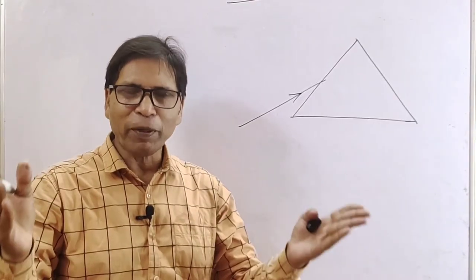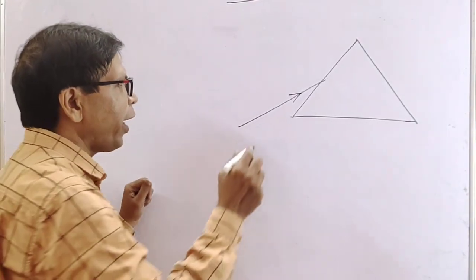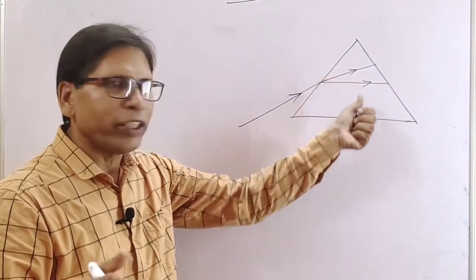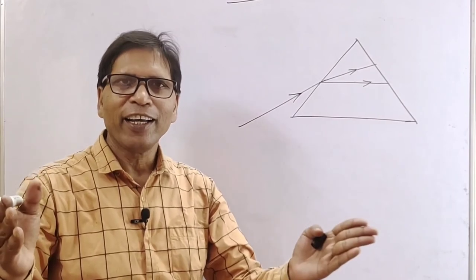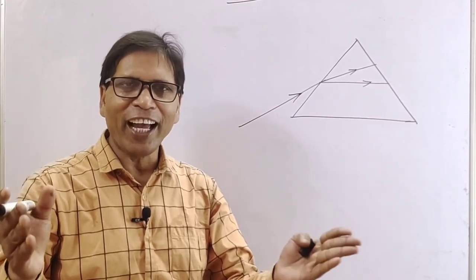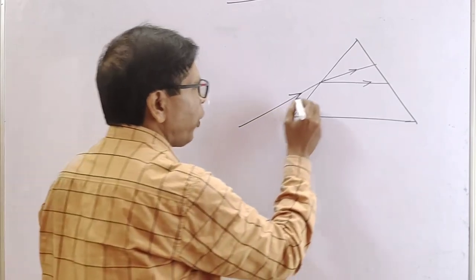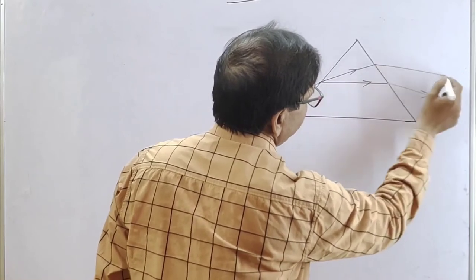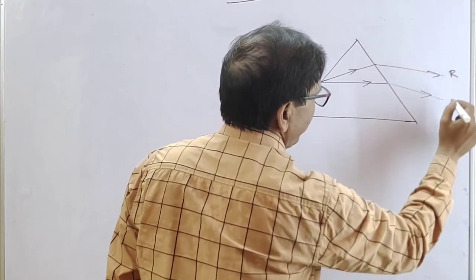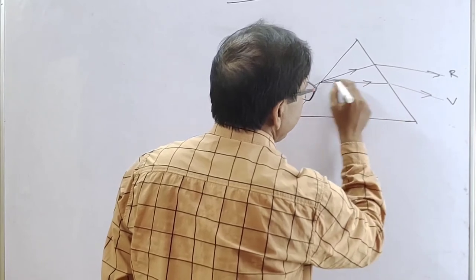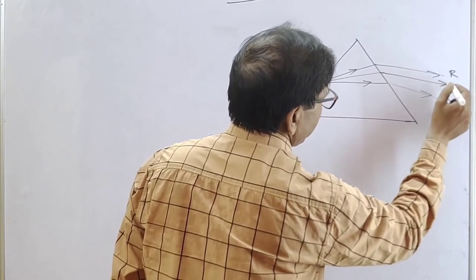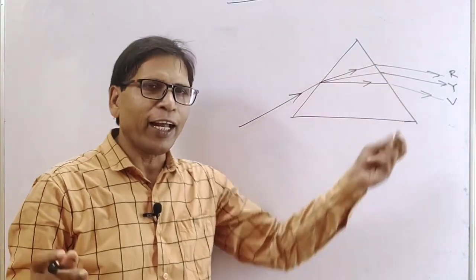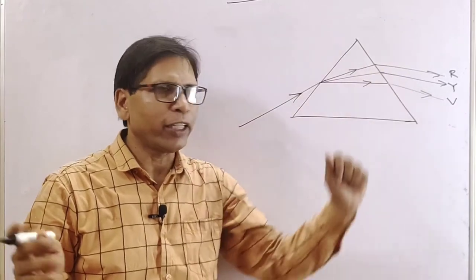Now, dispersion of light. When white light is incident on a prism, the white light splits into its 7 constituent colors. This phenomenon is known as dispersion. This is the white light. It disperses into 7 constituent colors. The top color is red and bottom color is violet, and the yellow color is in the middle. So that is why yellow color is called mean color, and other colors lie between red and violet.